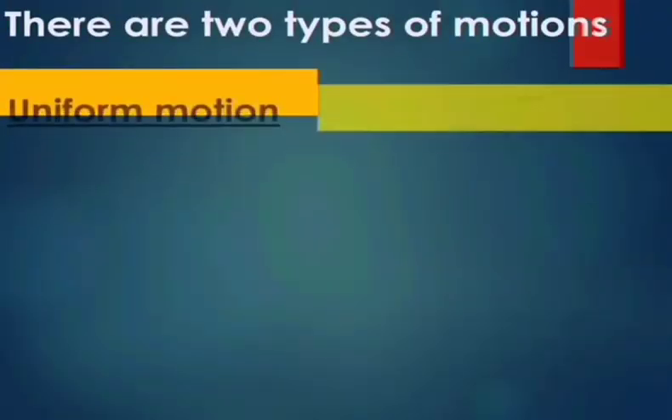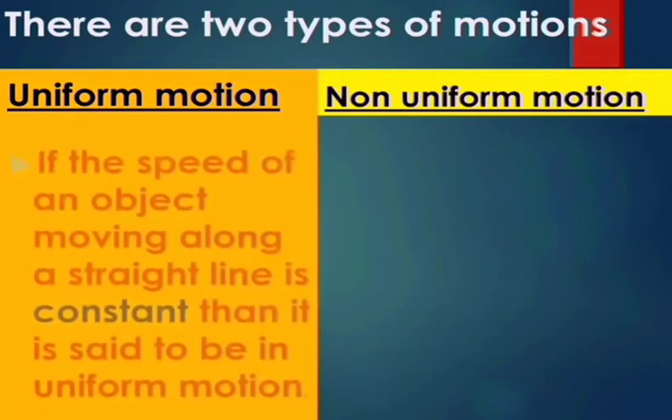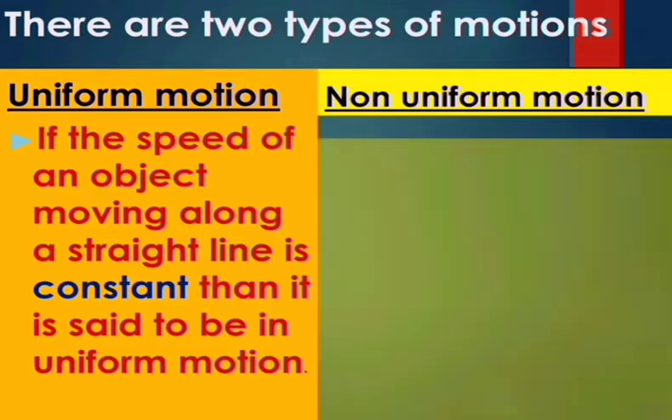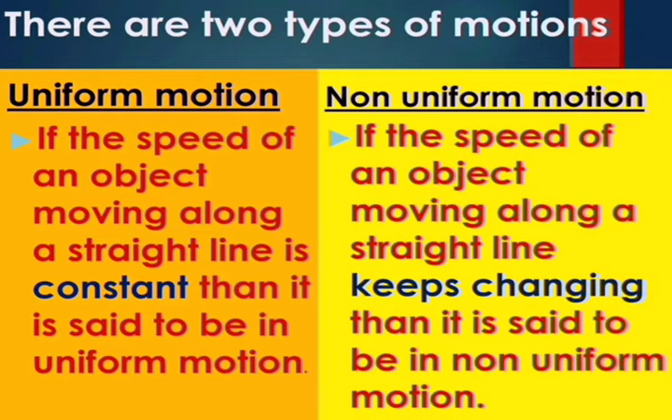There are two types of motion, uniform motion and non-uniform motion. If the speed of an object moving along a straight line is constant, then it is said to be in uniform motion. That is, if the speed of the moving object along a straight line is the same throughout, then it is in uniform motion. On the other hand, if the speed of an object moving along a straight line keeps on changing, then it is said to be in non-uniform motion. So the basic difference is that in uniform motion, the speed of an object is constant throughout and remains the same, and in non-uniform motion, it continuously keeps on changing.